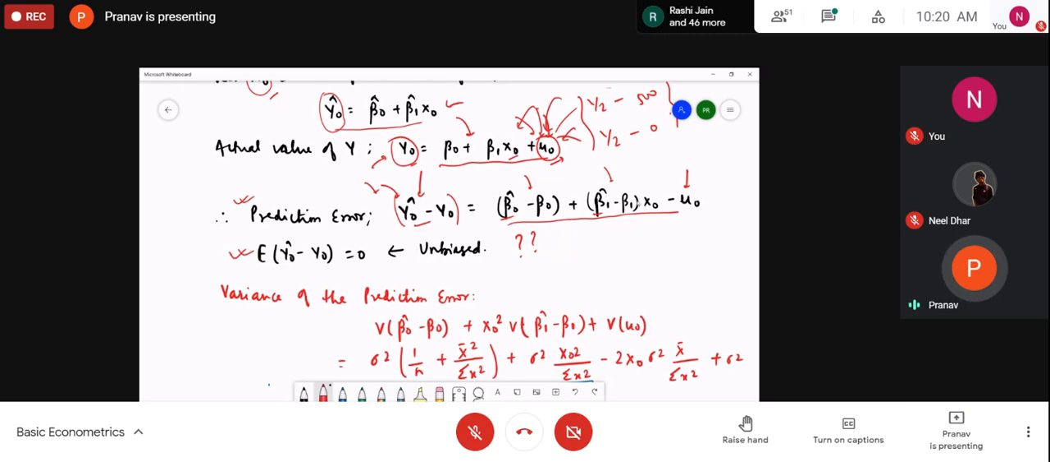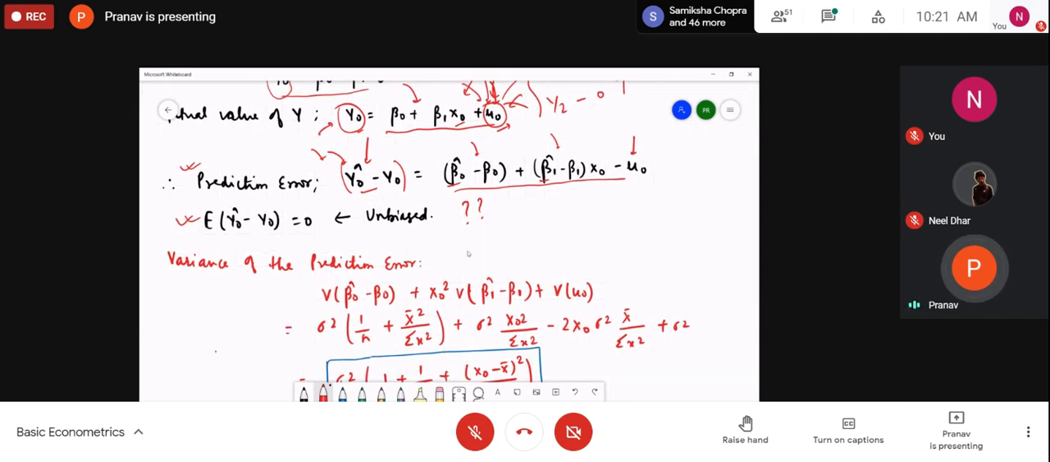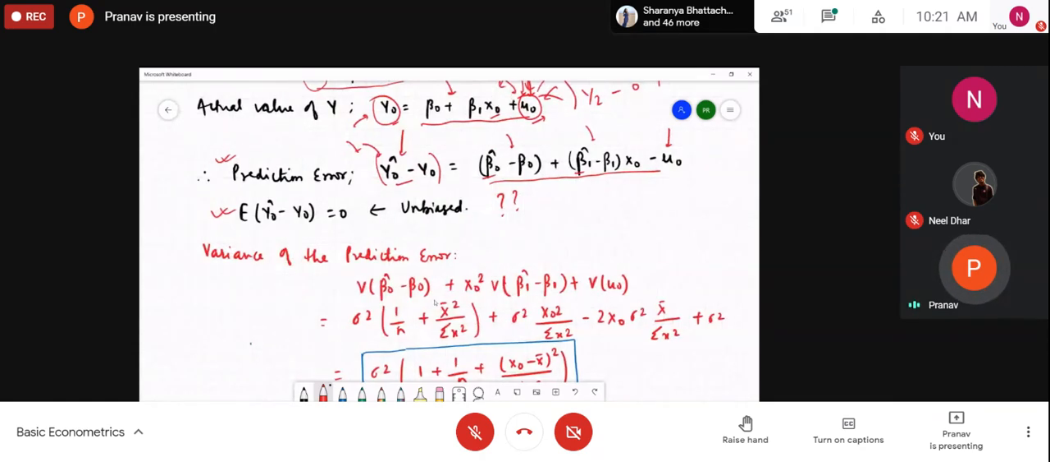but this is independent of them. So variance of this term will be the variance of this whole term plus the variance of this error term. So variance of the prediction error can be written as variance of beta naught hat minus beta naught plus, this is a constant term over here because this is one known value. So variance of AX will be A square times variance of X. That's why I've written here x naught square times variance of beta 1 hat minus beta 1.